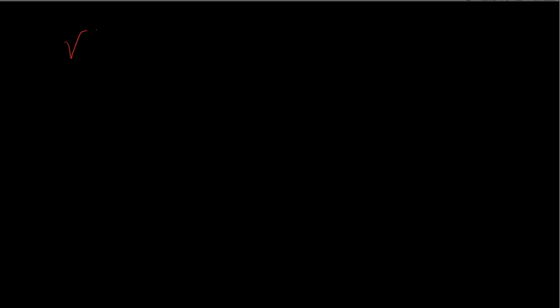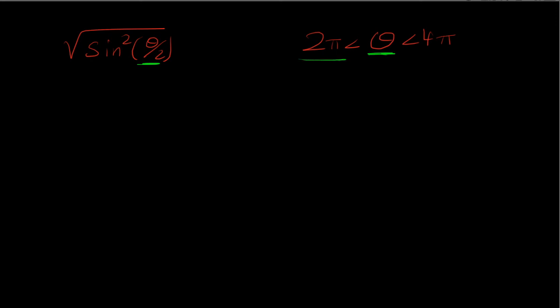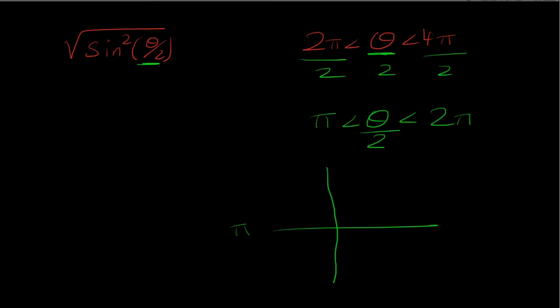Okay, next one is the square root of sine squared theta over 2. And we're given that theta is between 2 pi and 4 pi. Okay, so because I have theta over 2 and I have theta here, I want to make theta over 2, right? So I should divide everything by 2. So theta over 2 is between pi and 2 pi. Okay, so that's the third and fourth quadrant.